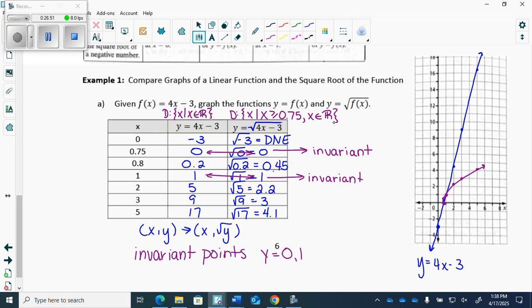Then we're going to flip over. So basically everything above the x-axis will get reduced, except for between 0 and 1. And everything below the x-axis goes away, because you can't take the square root of a negative.